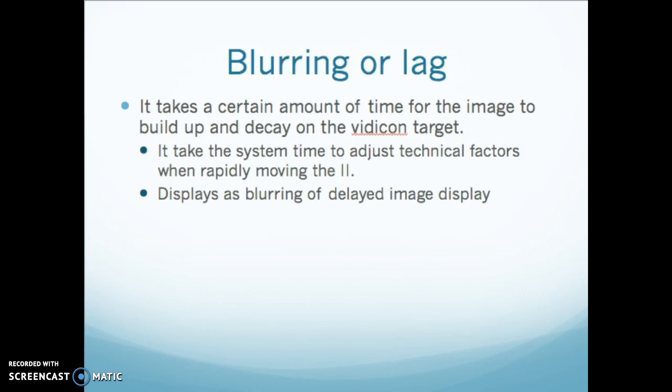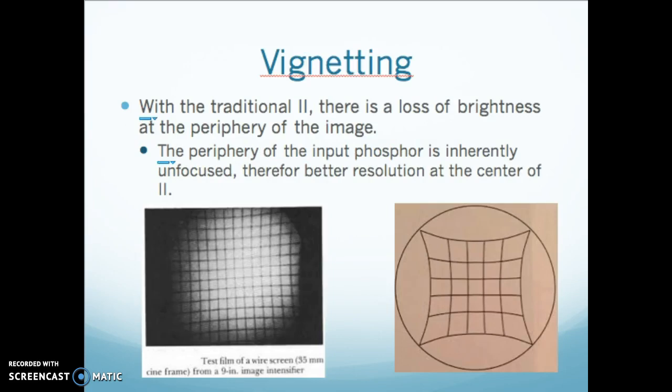So blur or lag. Blur and lag. It takes a certain amount of time for the image to build up to actually see it on the monitor. So it takes the system time to adjust the technical factors, and when you move the II really fast, it doesn't have time to catch up with itself and apply the proper settings. So it'll show as blurring, or you'll see the screen just kind of drag across.